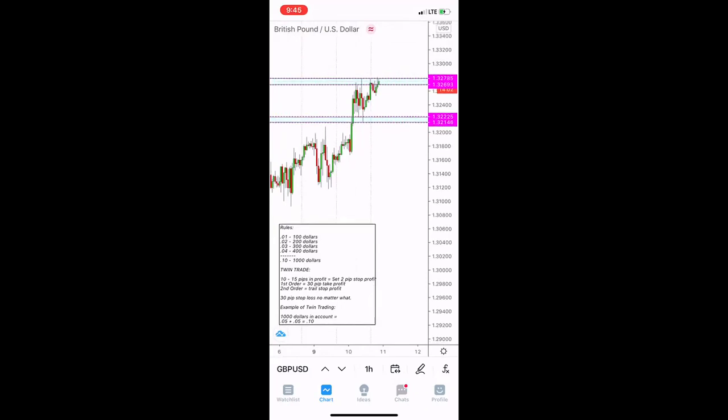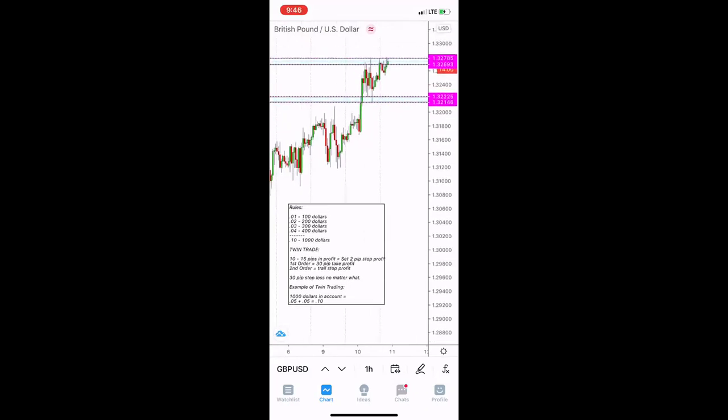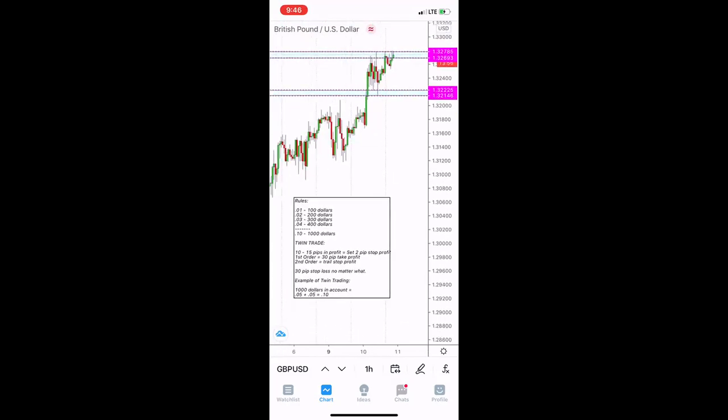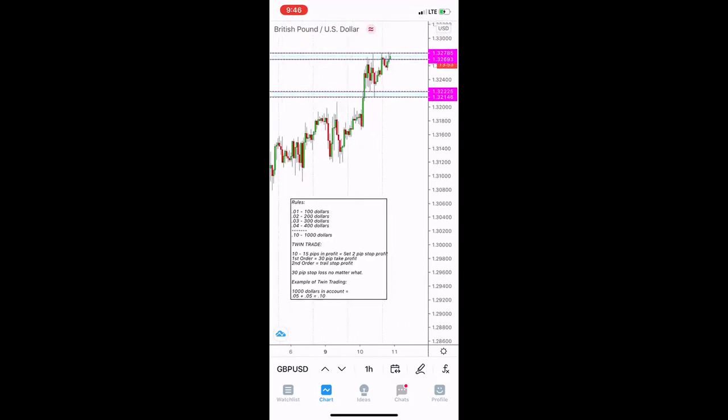Easy peasy. You all know the drill here. We're just waiting for a break of the ceiling or a break of the floor, and waiting for that retest on the lower time frames. Easy peasy.